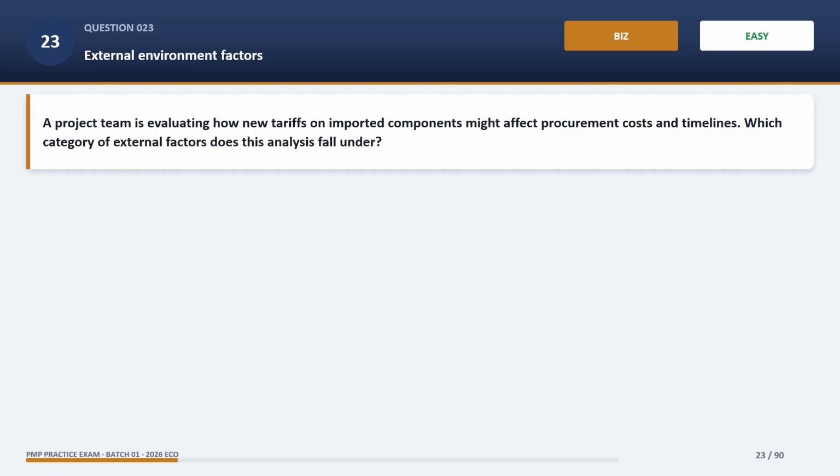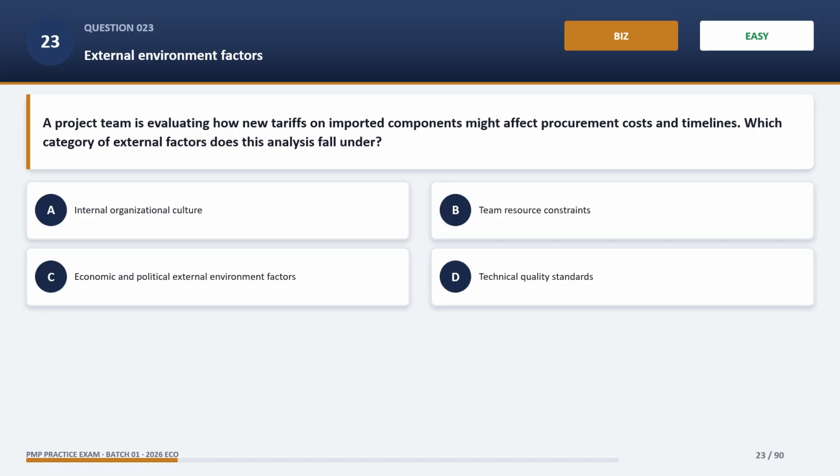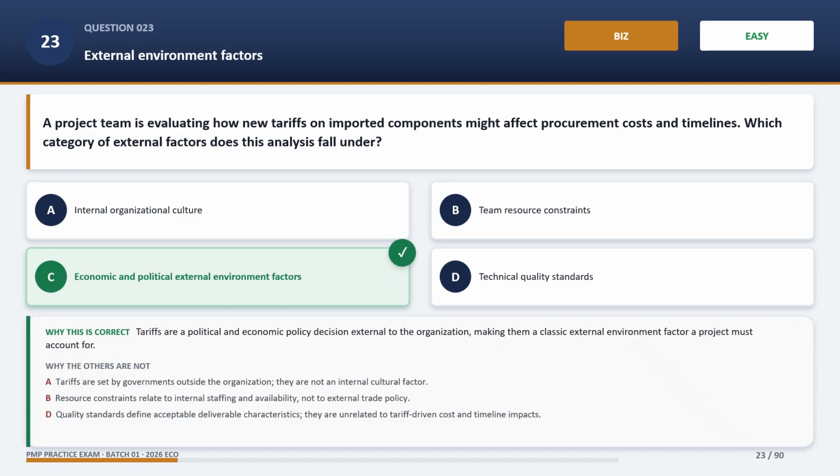Question 23. A project team is evaluating how new tariffs on imported components might affect procurement costs and timelines. Which category of external factors does this analysis fall under? The correct answer is C. Economic and political external environment factors. Tariffs are a political and economic policy decision external to the organization, making them a classic external environment factor a project must account for. Now, why the other options are wrong?